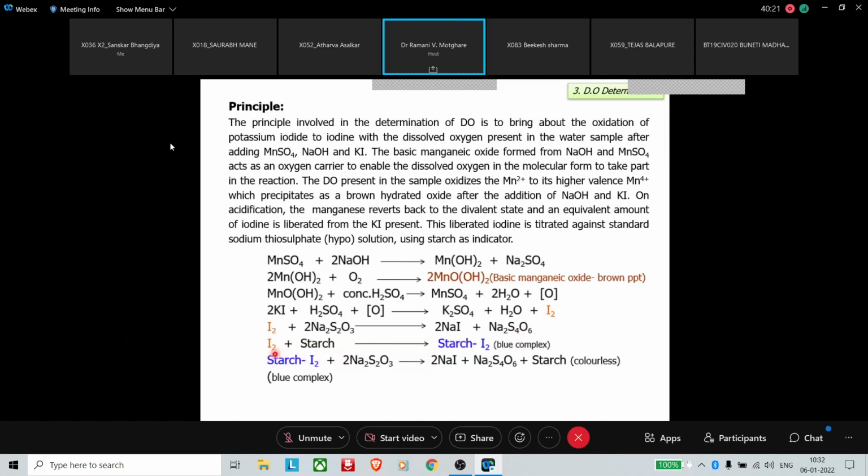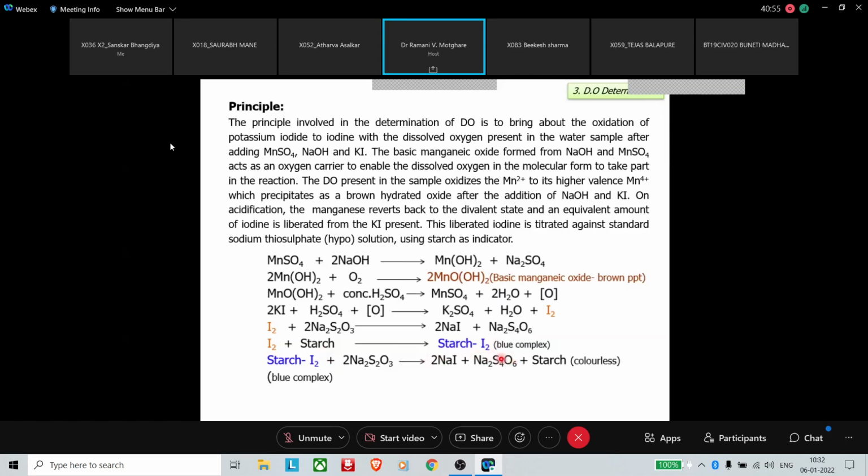Then I2 plus starch. Are you writing? How many of you are writing? Yes, ma'am. Okay. So write I2 plus starch gives you starch iodine blue colored complex. This is not starch iodide complex. I am again repeating, this is starch iodine complex, not starch iodide complex. I minus does not form a complex with starch. Starch will form complex with I2 only.